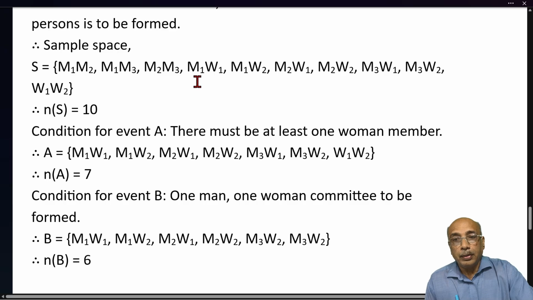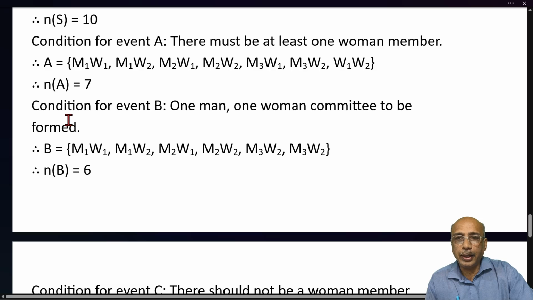Now, man 1 and woman 1. So, one gent, one lady. So, M1 W1, M1 W2. Man 1 will be with woman 1 or woman 2. Man 2 will also be with woman 1 or woman 2. And man 3 will be with woman 1 or woman 2. And last, 2 women can be in the committee, as 2 persons are there. So woman 1 and woman 2. So the number of sample space elements is 10. So n of S is 10.